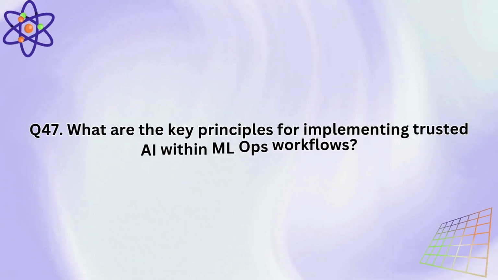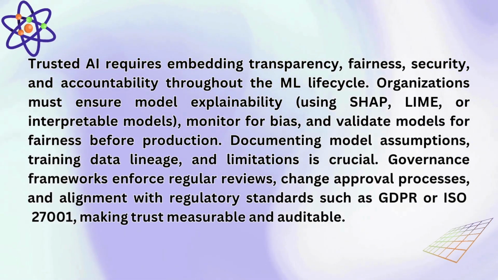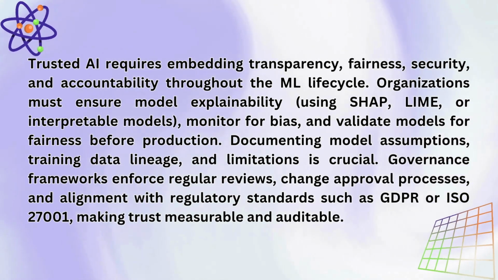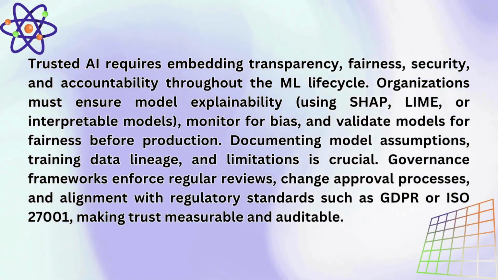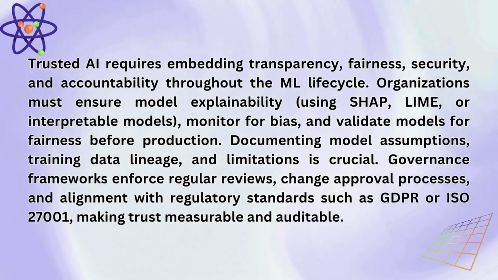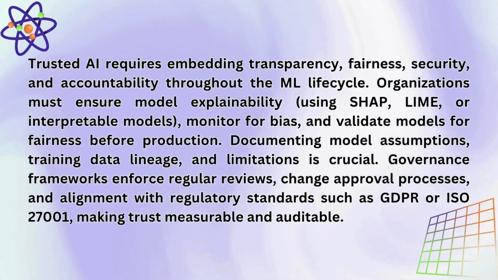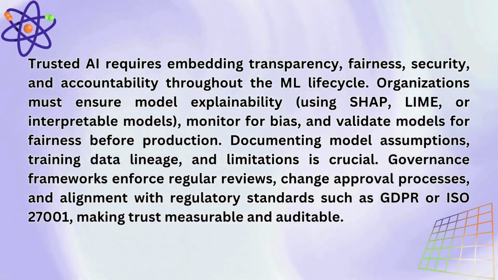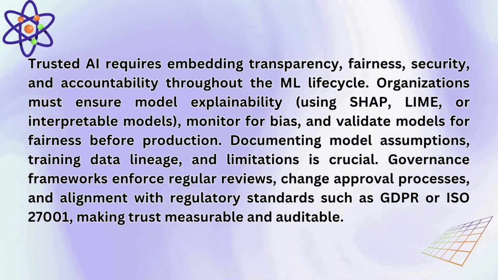What are the key principles for implementing trusted AI within MLOps workflows? Trusted AI requires embedding transparency, fairness, security, and accountability throughout the ML lifecycle. Organizations must ensure model explainability using SHAP, LIME, or interpretable models, monitor for bias, and validate models for fairness before production. Documenting model assumptions, training data lineage, and limitations is crucial.